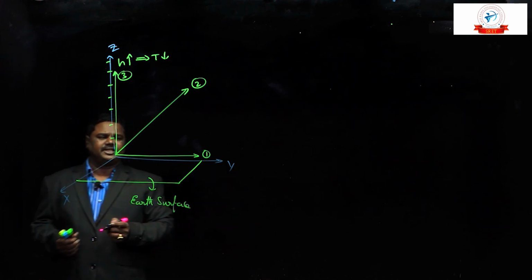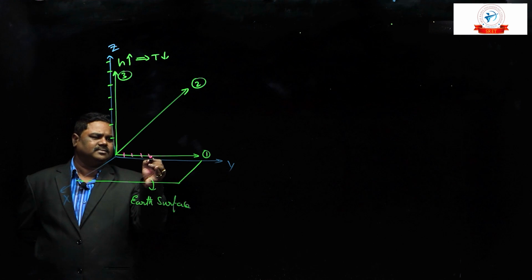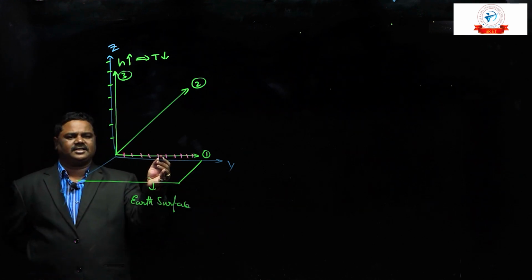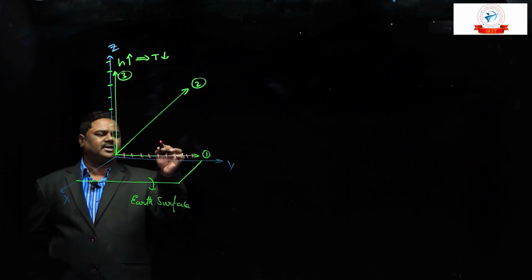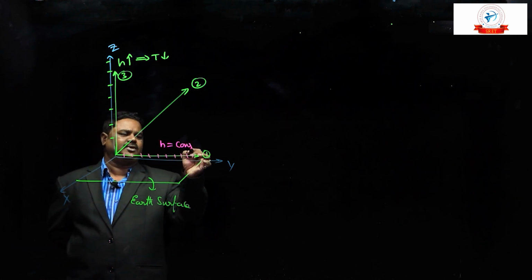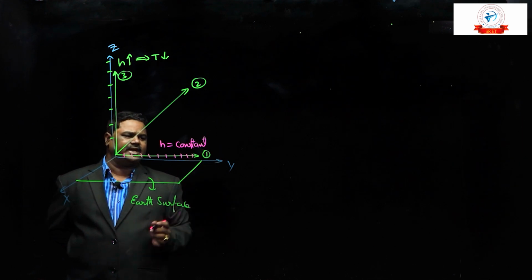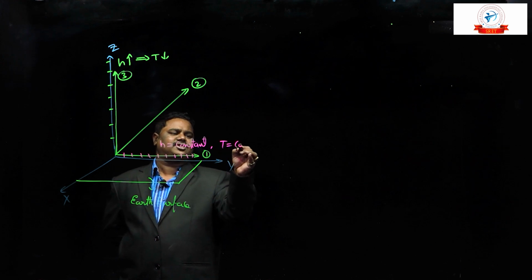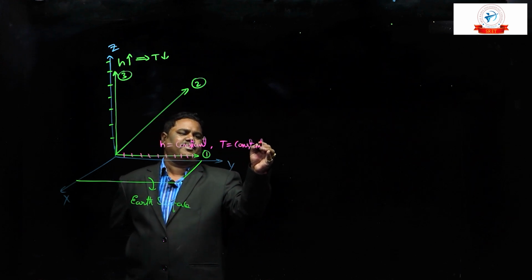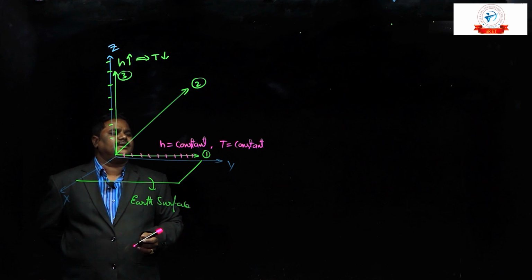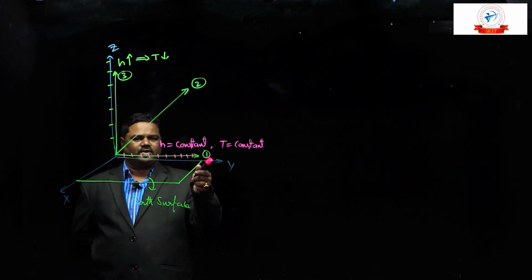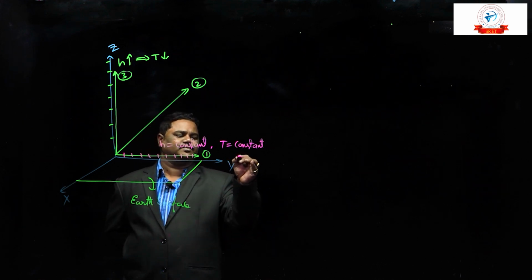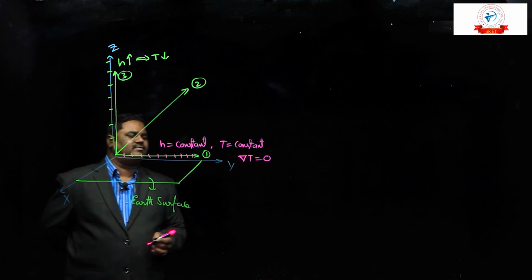Okay, now observe this one. If you move along path 1, does the height from the surface of the earth change or not? Here you can observe the height does not change. Height does not change from the surface of the earth if you move along path 1. When height does not change, temperature also does not change. Temperature is constant along path 1, so its differentiation or gradient is 0. Gradient of T is 0.